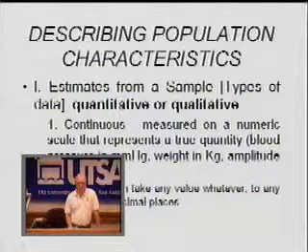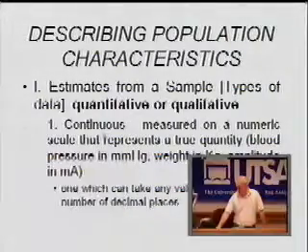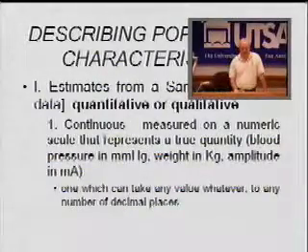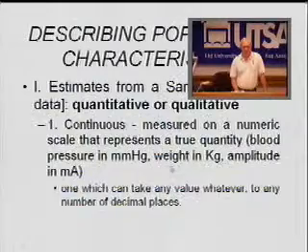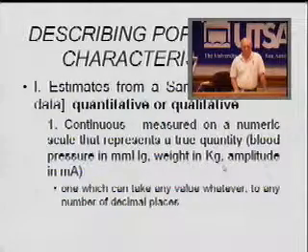So the types of data can either be quantitative or qualitative. Continuous data, quantitative data, is what most of us probably deal with. It's measured on a numeric scale that represents a true quantity: blood pressure in millimeters of mercury, weight in kilograms, amplitude in milliamps. So it's one which can take any value, to any number of decimal places.